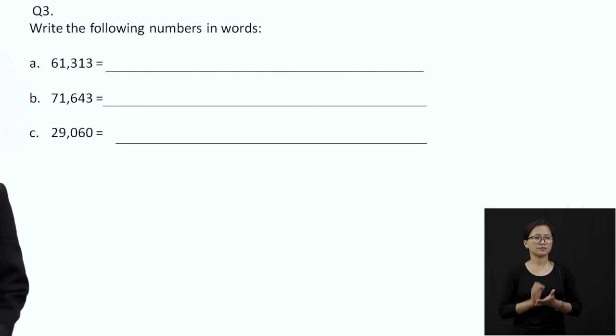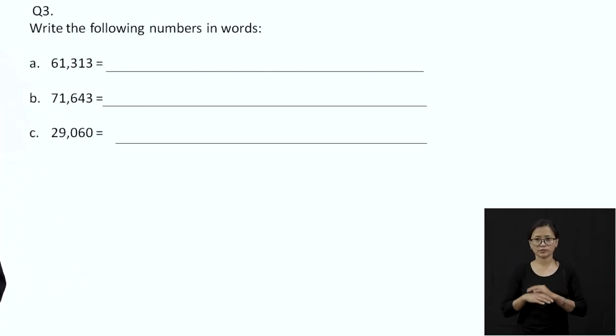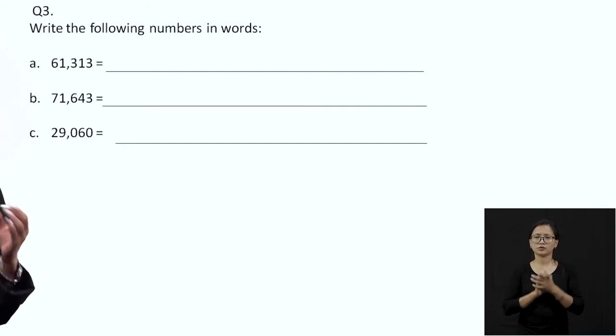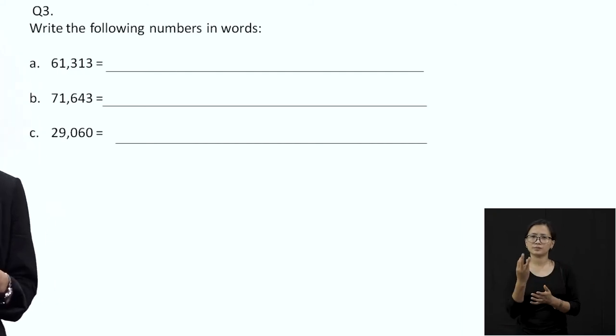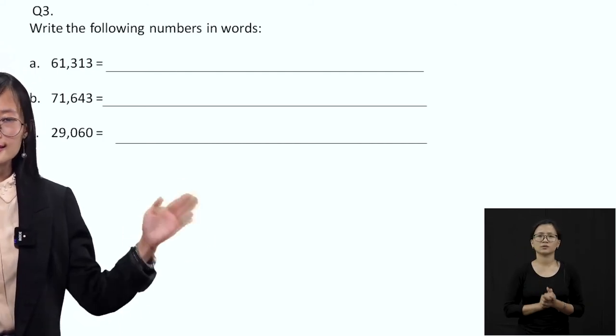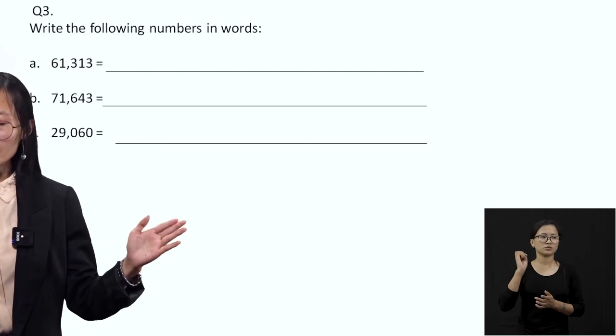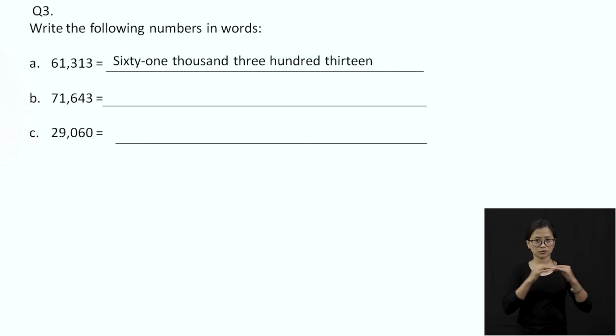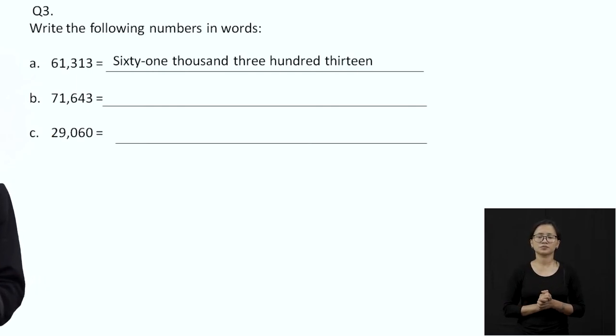So now write the following numbers in words. While we were learning about the place value chart, I mentioned that while we are writing a number, we separate the number of 10,000s by comma. So here, 61,313, which is separated by thousands, has been separated by comma. So you write it as 61,313. The next number you have is 71,643. So you write 71 together, 71,000, the periods. So 71, then write 643 together.